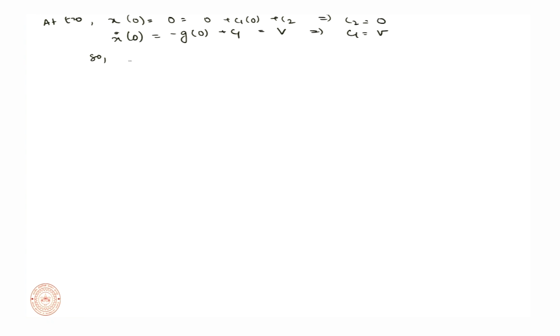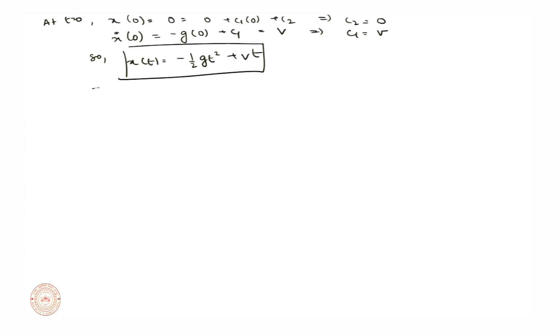So, our expression x of t will be equal to minus 1 by 2 g t square plus v t. This is our final expression. We can therefore find x, that is our position, as a function of time, which is driven by the acceleration due to gravity and the launch velocity.